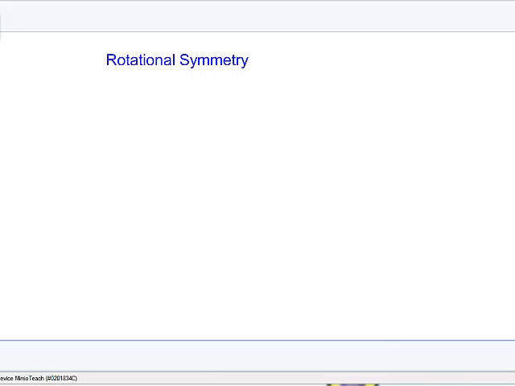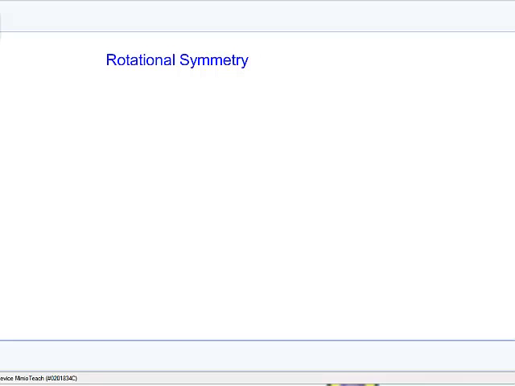In addition to lines of symmetry, today we also want to talk about points of symmetry. Sometimes objects can not only be reflected to show symmetry, but can be rotated about a point to show symmetry. And that type of symmetry is called rotational symmetry.